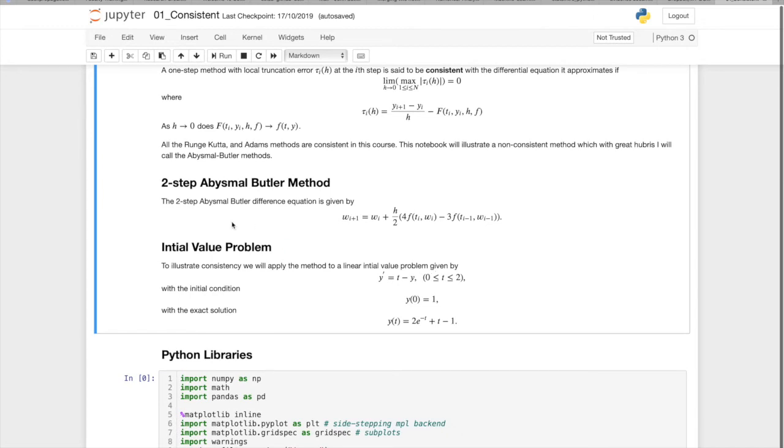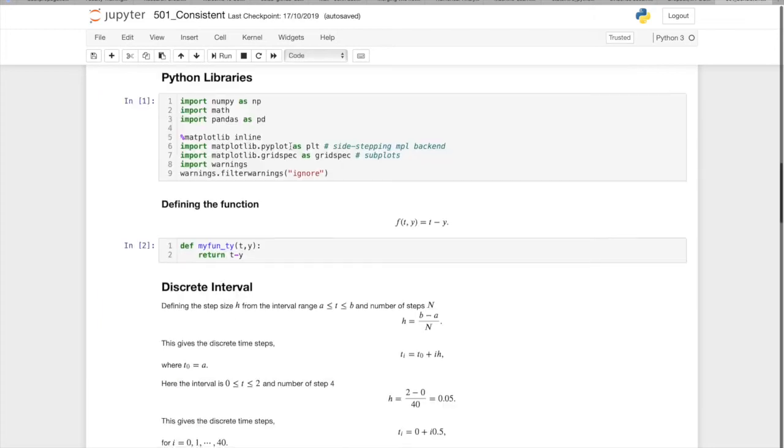So it should look a bit like other methods. You have w_{i+1} is equal to w_i plus h divided by 2 times (4f(t_i, w_i) minus 3f(t_{i-1}, w_{i-1})). And we're going to illustrate this using the very simple linear differential equation y' is equal to t minus y between 0 and 2, given the initial condition of y(0) is equal to 1 and the exact solution of y(t) is equal to 2e^(-t) plus t minus 1.